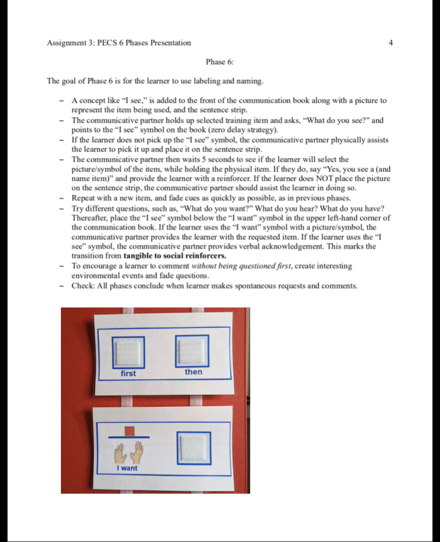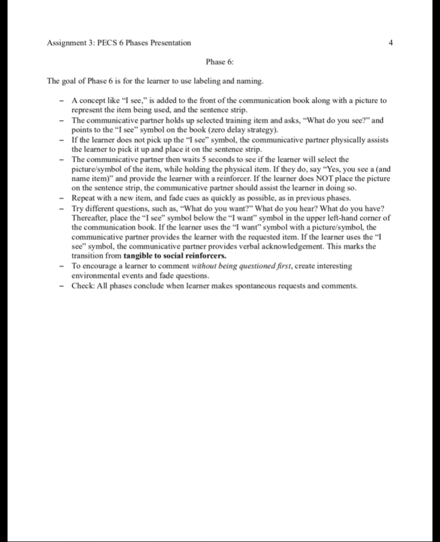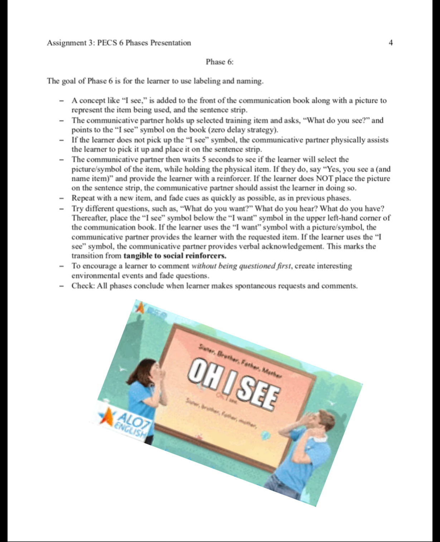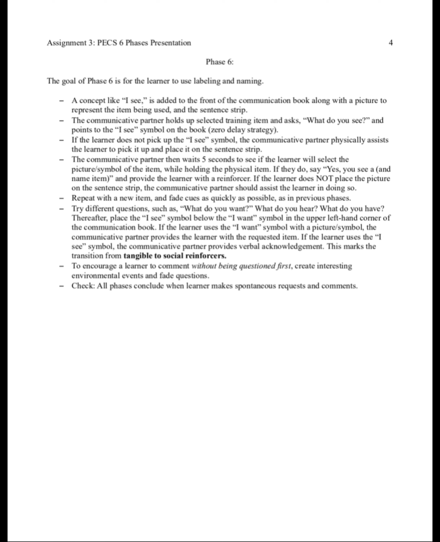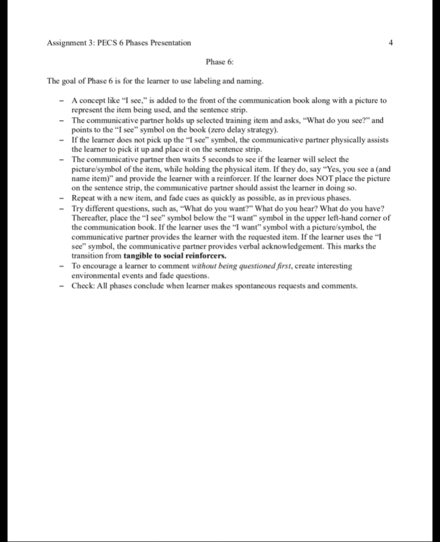Thereafter, place the "I see" symbol below the "I want" symbol in the upper left corner of the communication book, or so on. If the learner uses the "I want" symbol with a picture or symbol, the communicative partner provides the learner with the requested item. If the learner uses the "I see" symbol, the communicative partner provides a verbal acknowledgement. This marks the transition from tangible to social reinforcers. To encourage a learner to comment without being questioned first, create interesting environmental events and fade questions. Check. All phases conclude when learner makes spontaneous requests and comments.